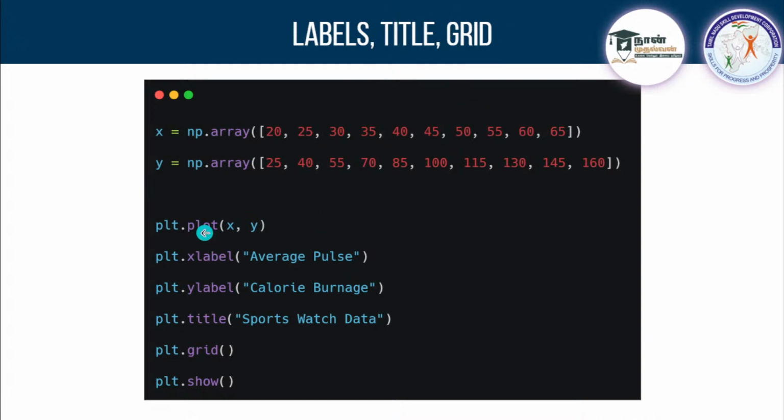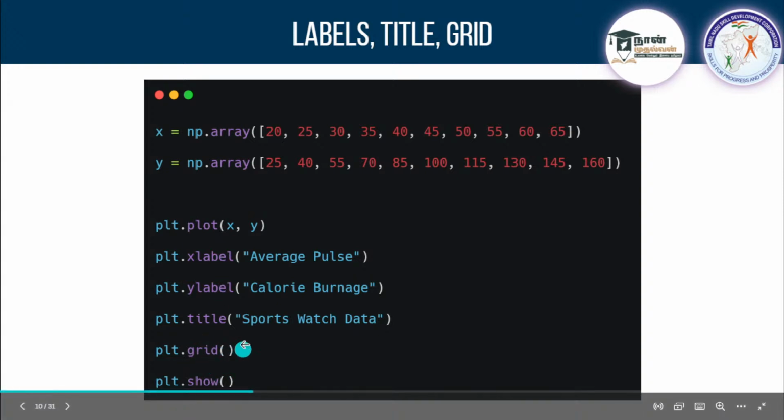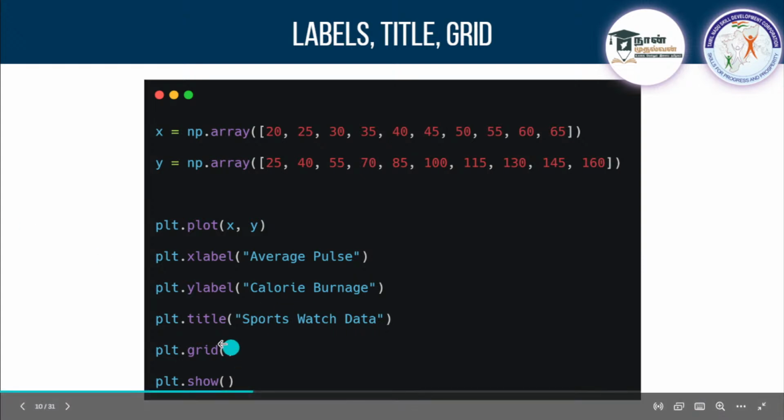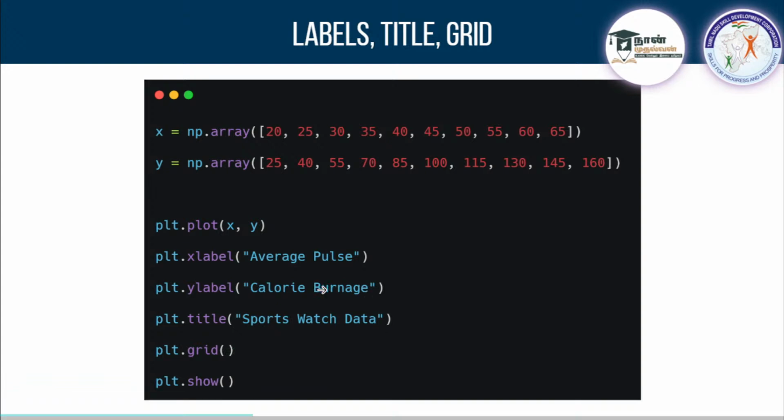Okay, you have to plot it, and before showing it, you can set plt.xlabel. If you set it, it is going to give you the x label. And plt.ylabel, it is going to give you the y label. And plt.title and plt.grid, if you want a grid, you can call this one. Whatever you are setting will be shown in your figure, and you can call plt.show. Are we clear? Can we try this?